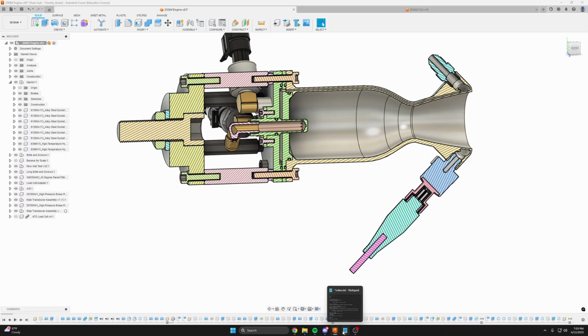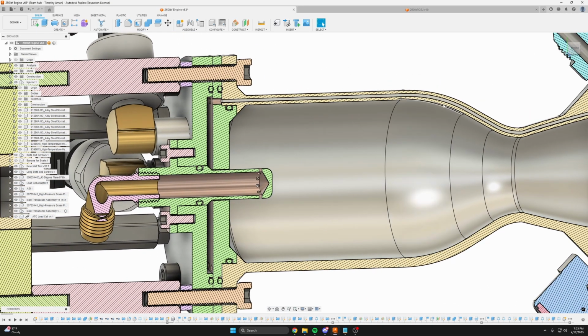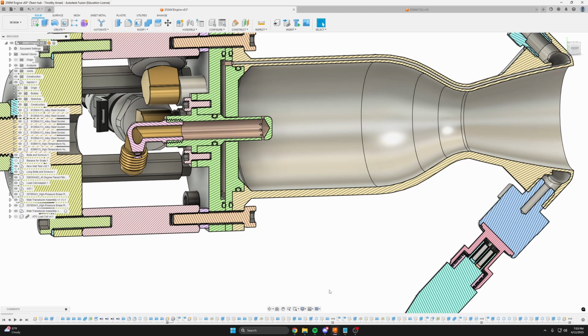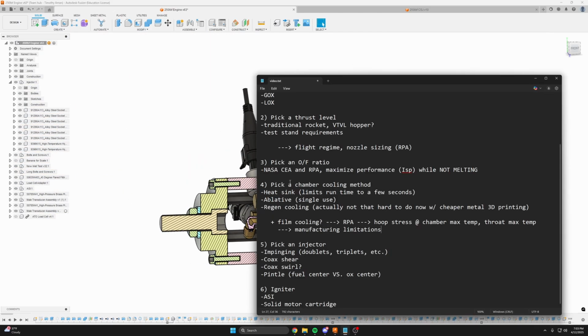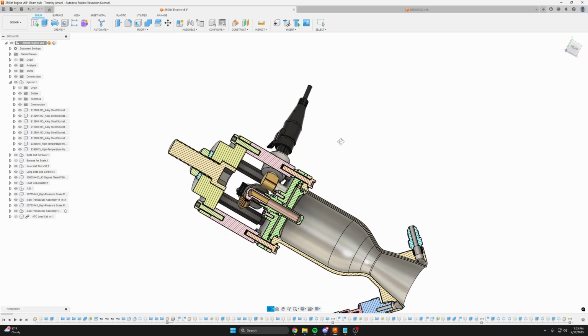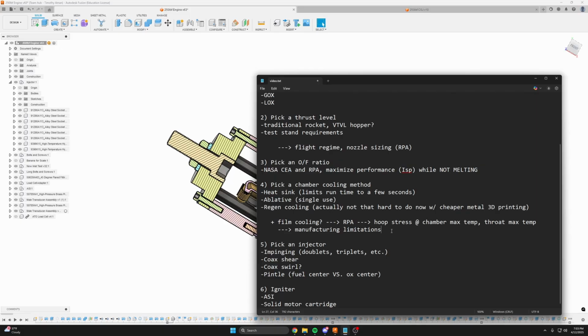So that's regen cooling. And the nice thing about metal printing is you can get these complex internal features that would be impossible to machine any other way. And tariffs aside, metal printing is getting pretty accessible in terms of cost. So I would recommend pursuing this if you're interested in it. You may also need to employ film cooling or some kind of thermal barrier coating. RPA is not so good at thermal barrier coatings, but film cooling it can simulate pretty well.